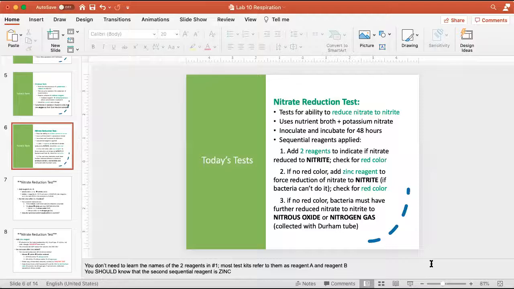Now, what about the other possibility that we mentioned? What about the possibility that this microbe reduced nitrate to nitrite, but then took the nitrite and reduced it further? How do we know if that's happened? Well, if we put zinc in and it's still colorless, it's still beige, now we know that the bacteria must have further reduced the nitrate to one of the two products I mentioned earlier, either to nitrous oxide or to nitrogen gas.